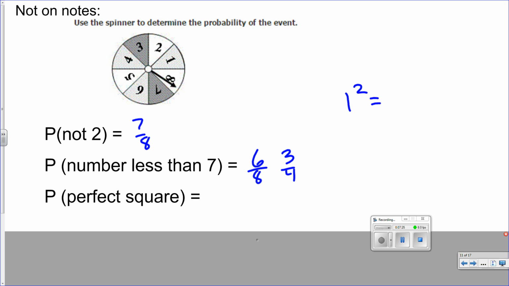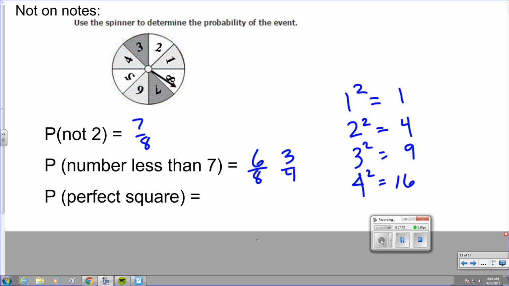Now, perfect square, we need to talk about that. It's any number that's squared. So 1 squared is 1, 2 squared is 4, 3 squared is 9, because it's multiplying by itself. 4 squared, 4 times 4 is 16. So the perfect squares on here would be a 1 and a 4, and that's it. So 2 out of your 8 are perfect squares, and that reduces to 1 out of every 4.